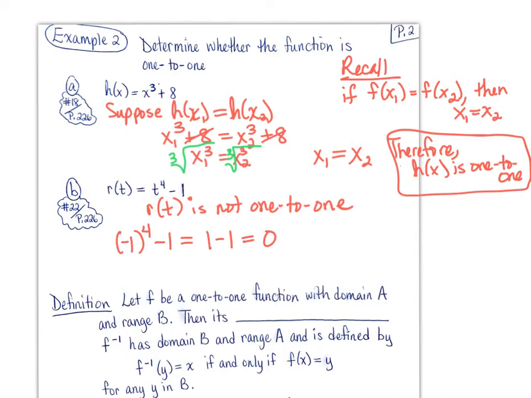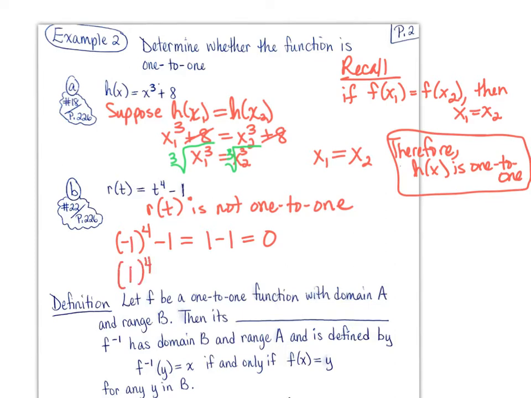If we looked at negative 1 to the 4th minus 1, what should we look at now to show that this is not 1 to 1? 0? What does it mean? Remember, if f of x1 equals f of x2, then x1 had to equal x2. So I chose negative 1 for one value. What other value that we choose will give us 0? 1, right? So that's the other one you choose.